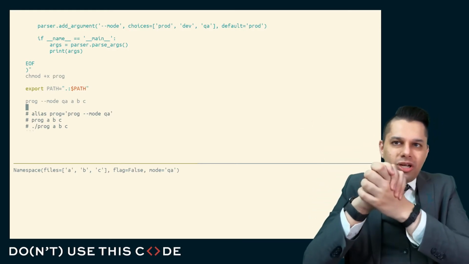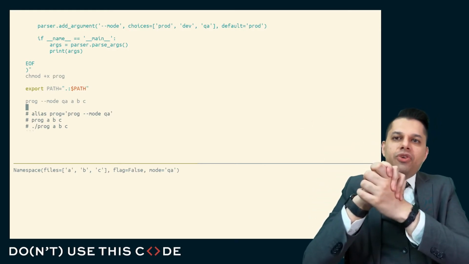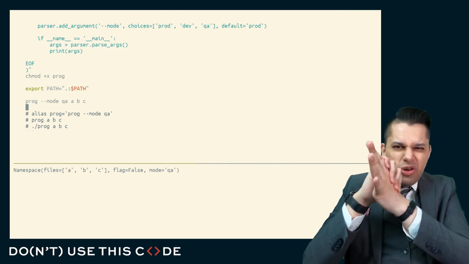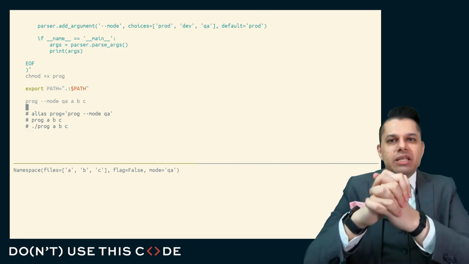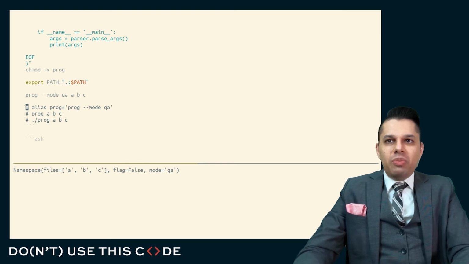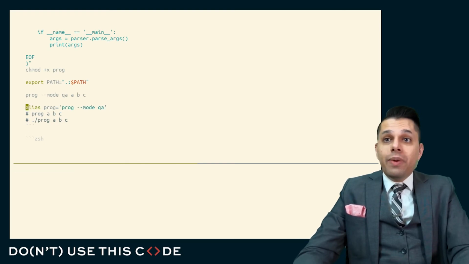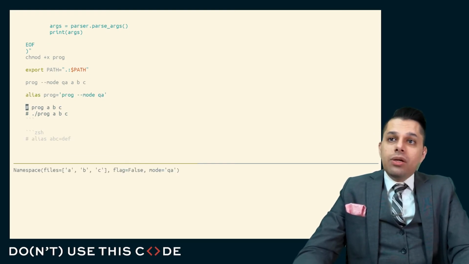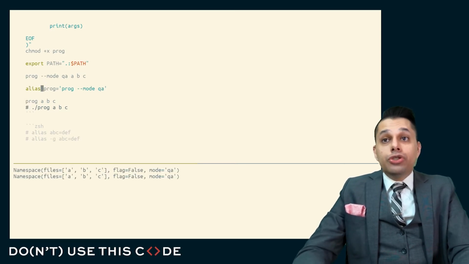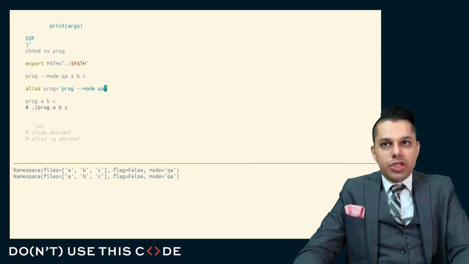You want to kind of hard code that QA, or at least make it a little bit harder for you to do anything else, just so you don't accidentally do something in production, or you don't accidentally upset the mean software programmers. What you might do is alias these. And when you alias this, you can see that when you run the program, your shell will substitute this invocation of prog with the invocation that you have here.